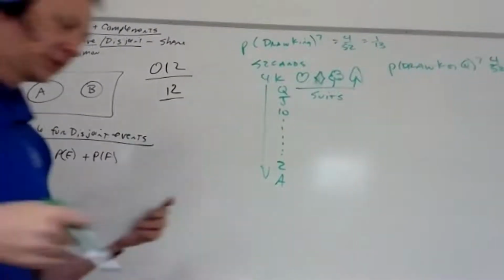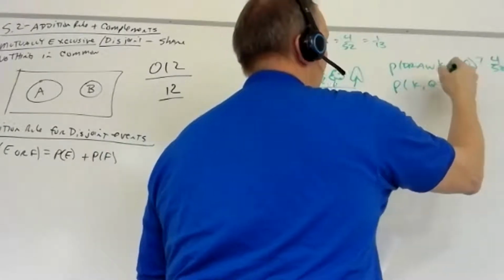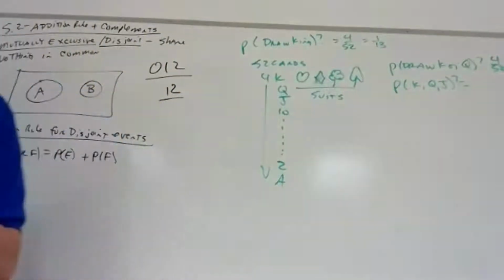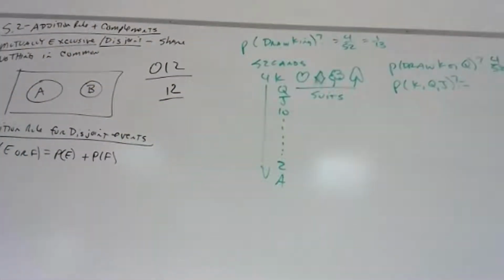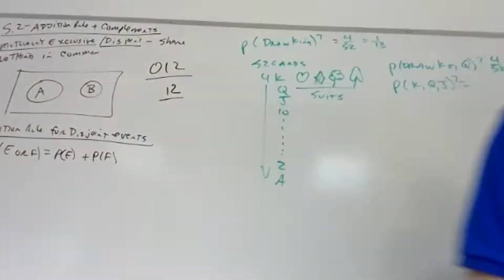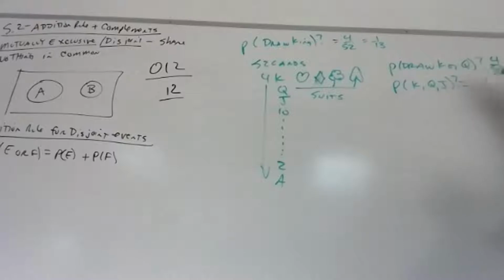How about the probability that you draw a king, a queen, or a jack on the first pick? Whose turn is it? It's got to be Tanner's turn. 12 out of 52. Yep, there's 4 of everything, so 12 out of 52, which works out to be 3 out of 13. Okay?